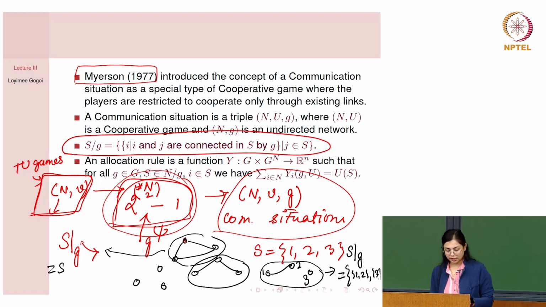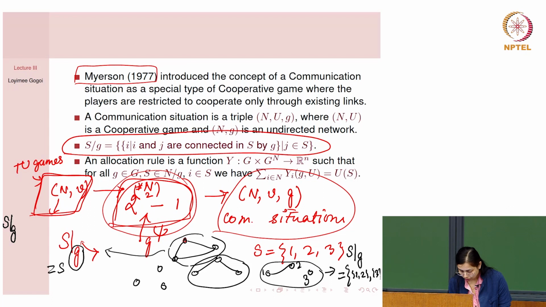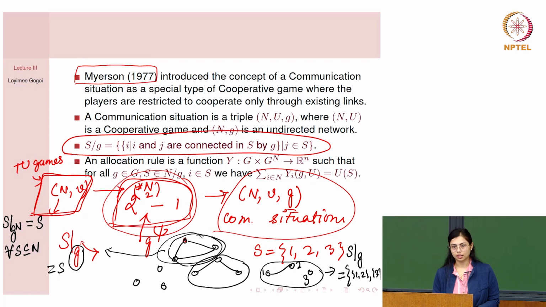So whenever we consider G as a complete network, this is a symbol for the complete network on N, it's always equal to S, for all S a subset of N. This is for the complete network. If we consider a complete network, for example this one with 4 players, every player is connected with every other player.